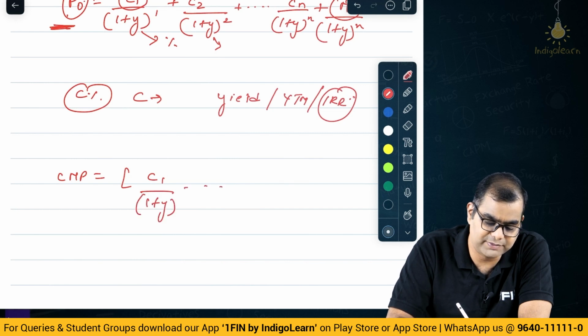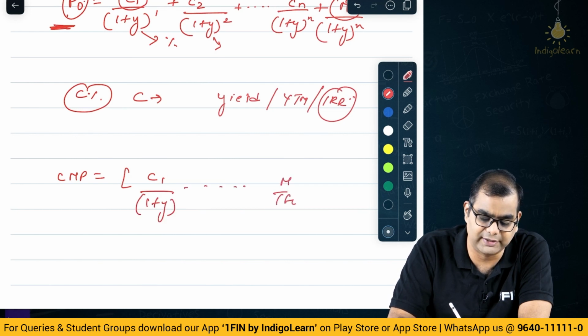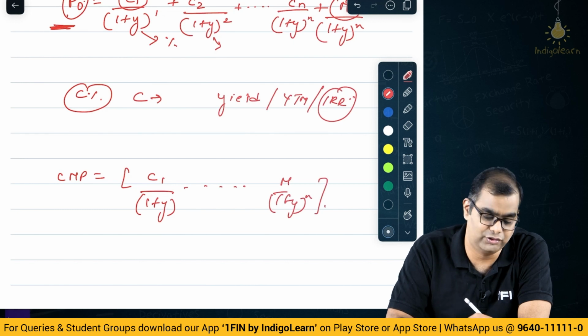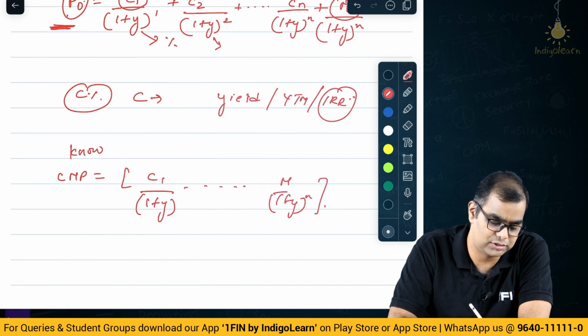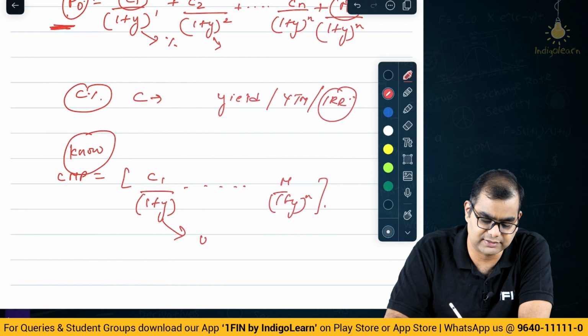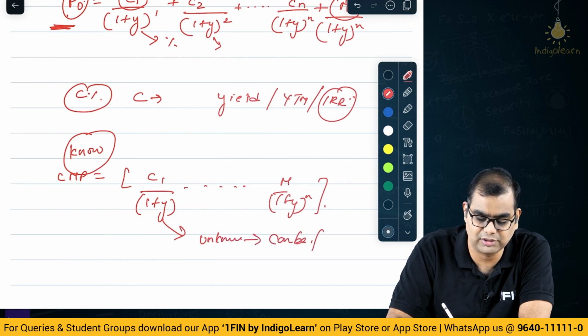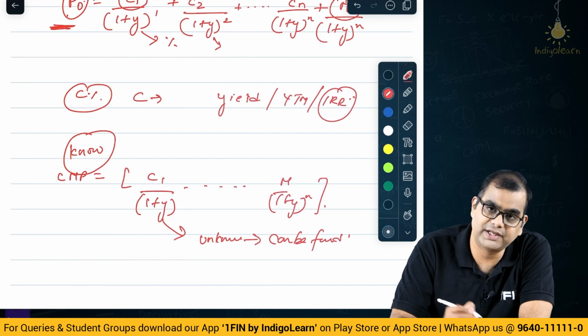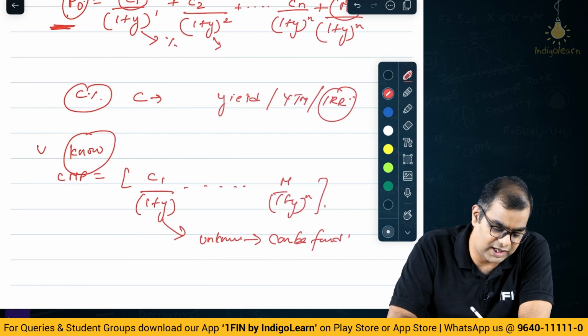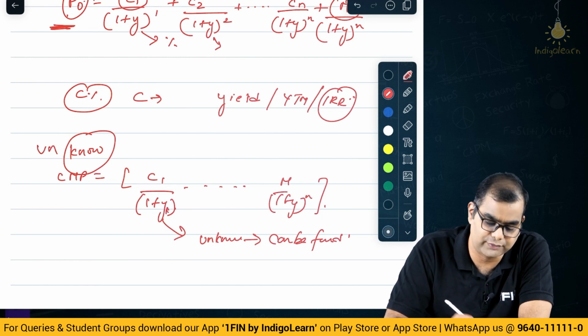you solve this particular equation to get the yield. If this is known, then you can get this. This unknown can be found out. Whereas it is the other way around, ulta. If this is unknown and this is known, then you can find out the current market price.